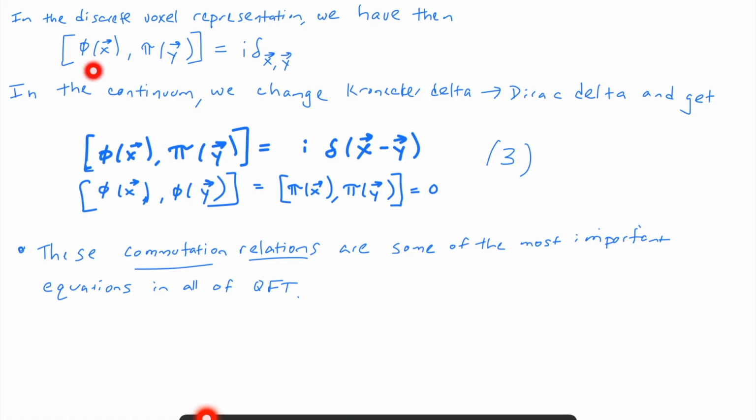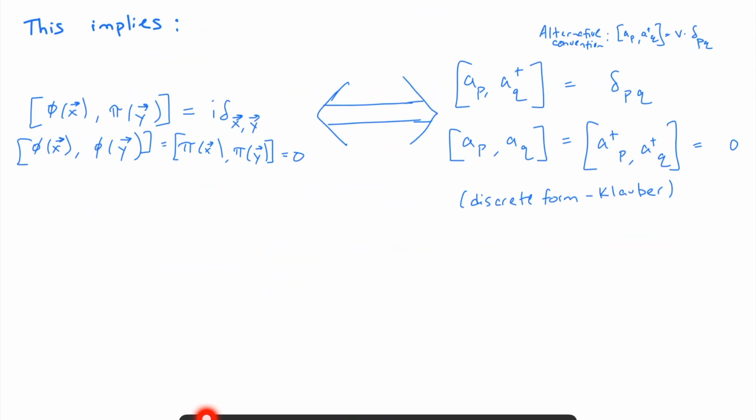We say that the phi operator at voxel x, the pi or the local momentum operator at voxel y, the commutator of those two things is equal to i Kronecker delta of x comma y. In the continuum representation, we have this. I mentioned that these commutation relations are some of the most important equations in all of QFT. Now, this is one of the most important parts of this course as well.